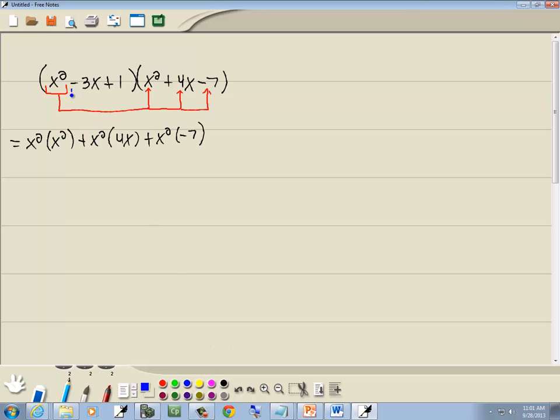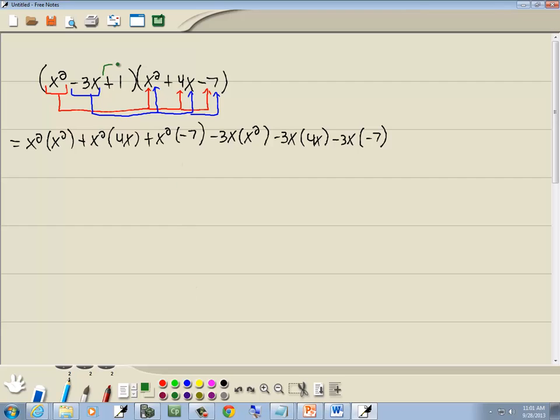Now we're going to take our second term, the negative 3x, and we're going to multiply it times every term in the second set of parentheses, times the x squared, times the 4x, and times the negative 7. So we got minus 3x times x squared, minus 3x times 4x, and minus 3x times negative 7.